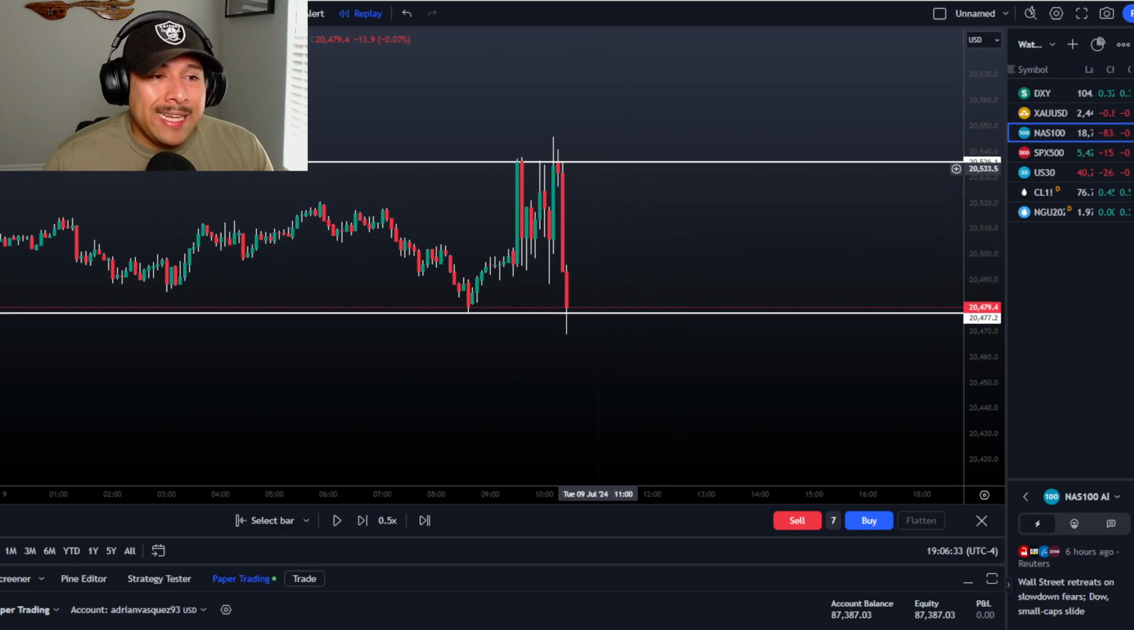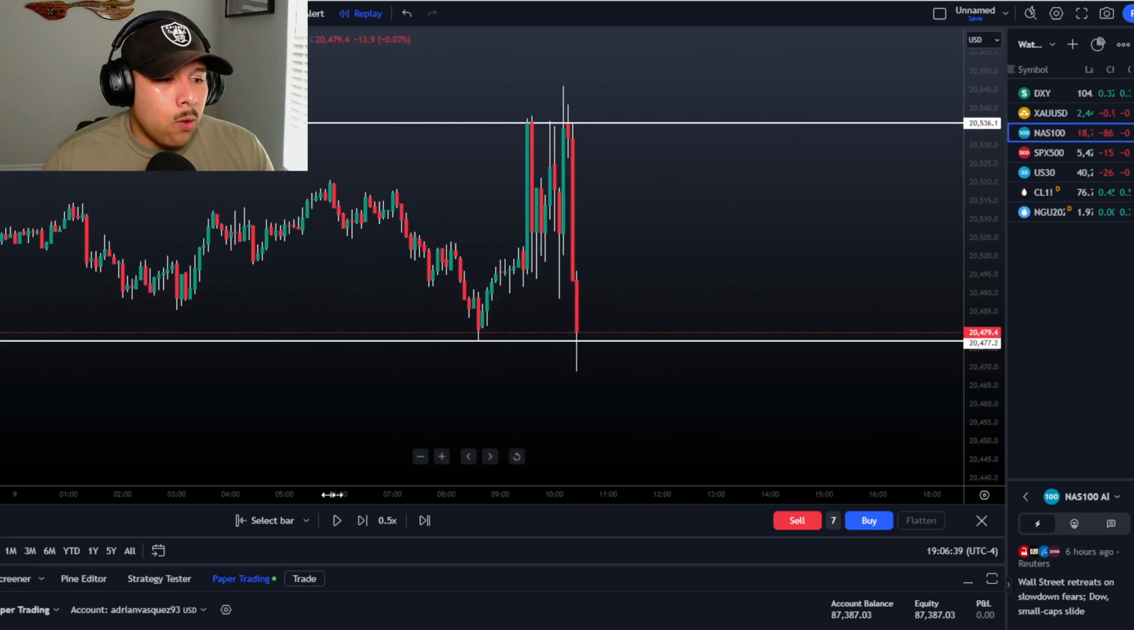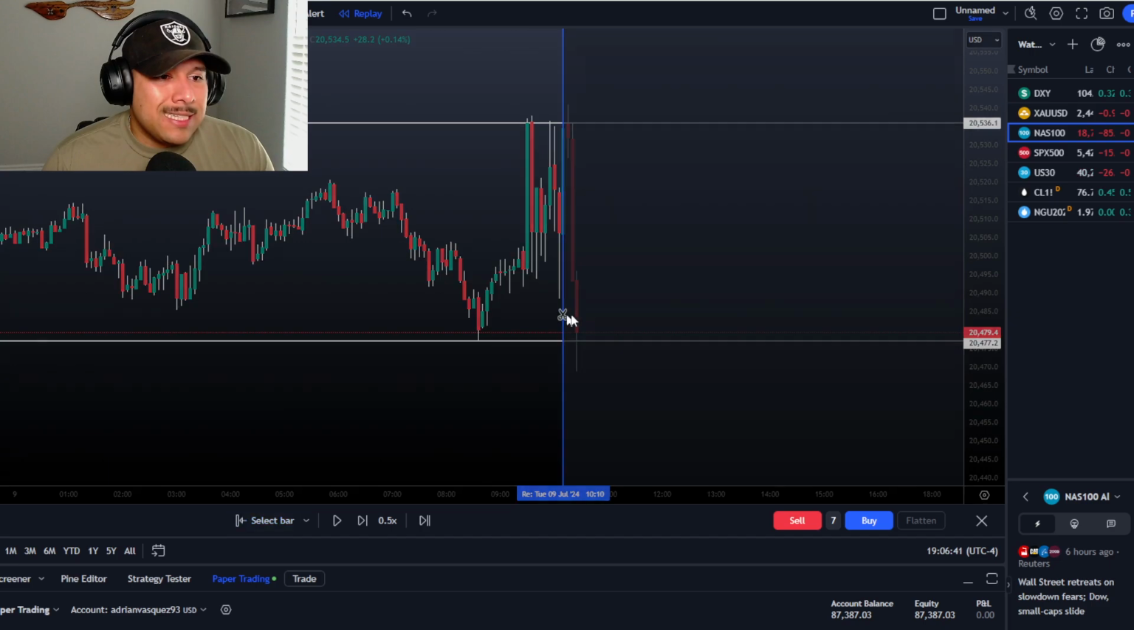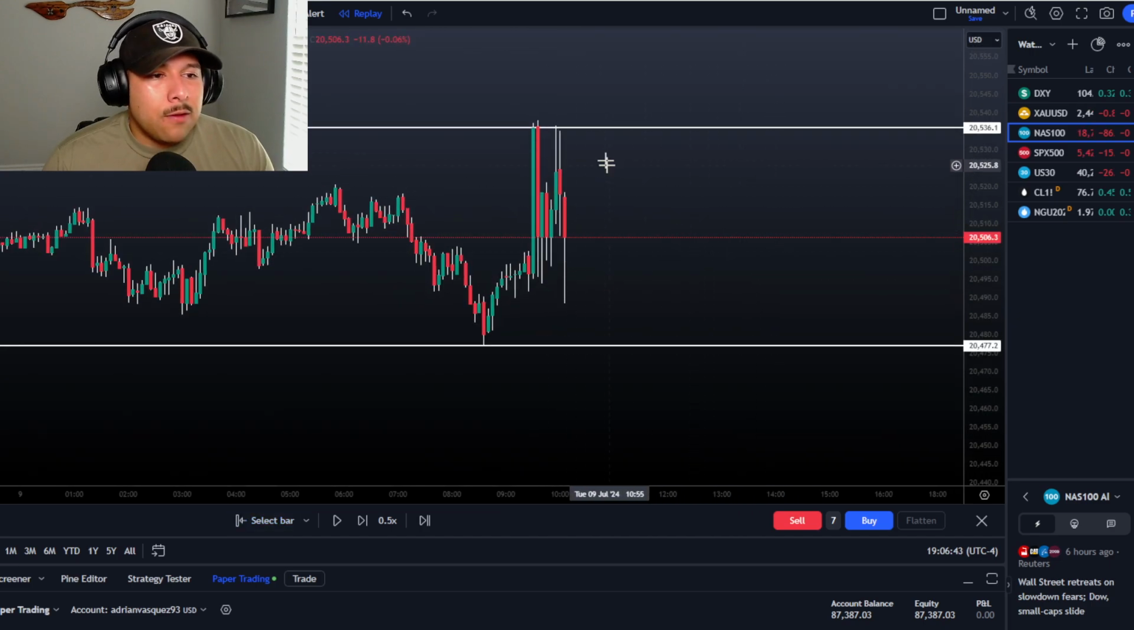Once you've identified your key area, so this area is my key supply area, what I want to do is wait for price to give me a reaction from this area by a three candle formation pushing to the downside and leaving an inefficiency, also known as a fair value gap. So let me show you.